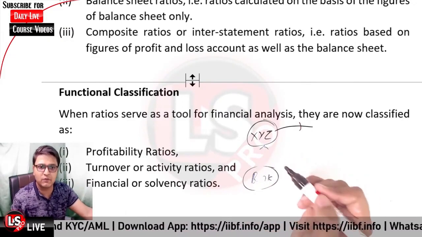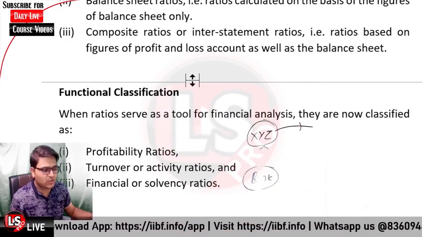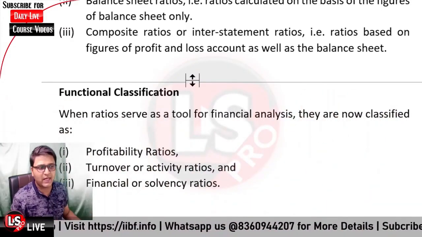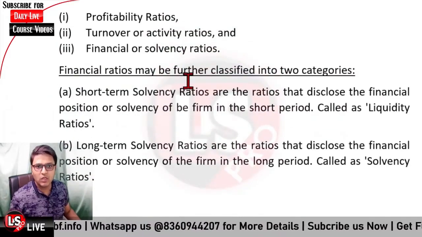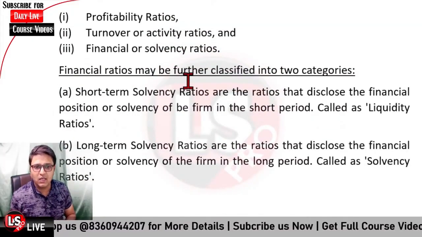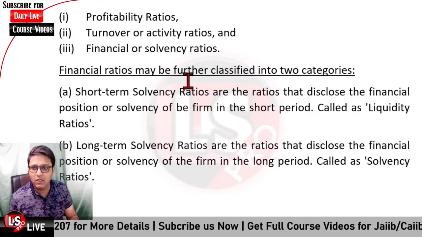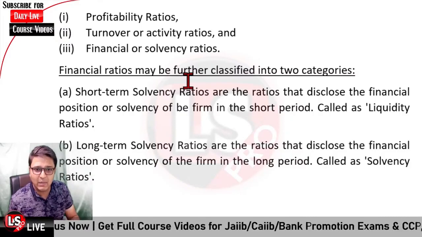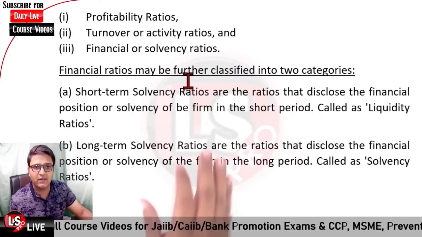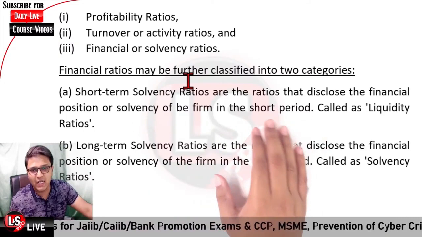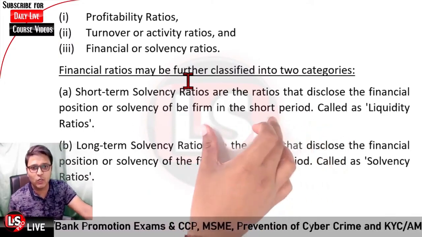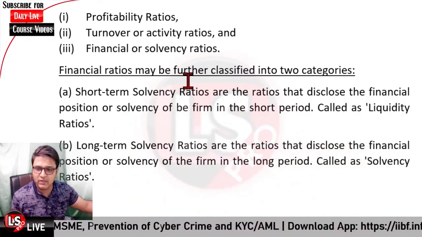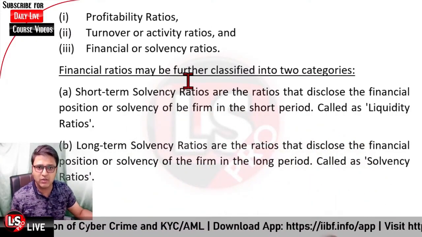So there are different types of solvency ratios, and the solvency ratios are further divided into two categories: one is short-term solvency, and the other is long-term solvency. Now, short-term solvency ratios are basically concerned with whether the company would be able to pay off its liabilities in the coming 12 months, or some short period. So if we say company XYZ would be able to pay off its liabilities in the coming 12 months or not, that is basically related to short-term solvency.